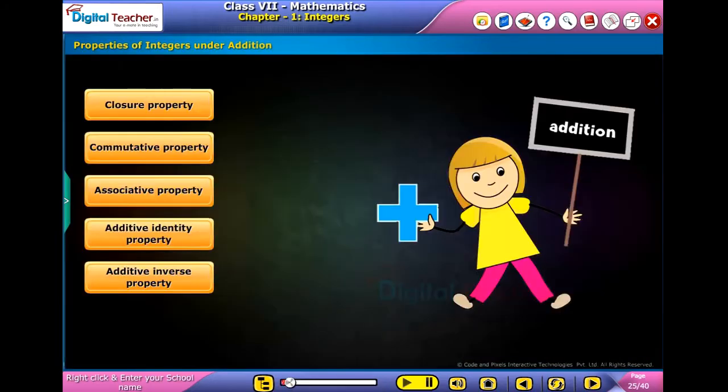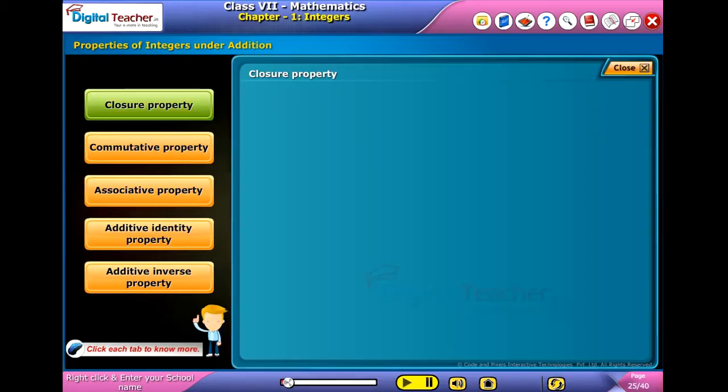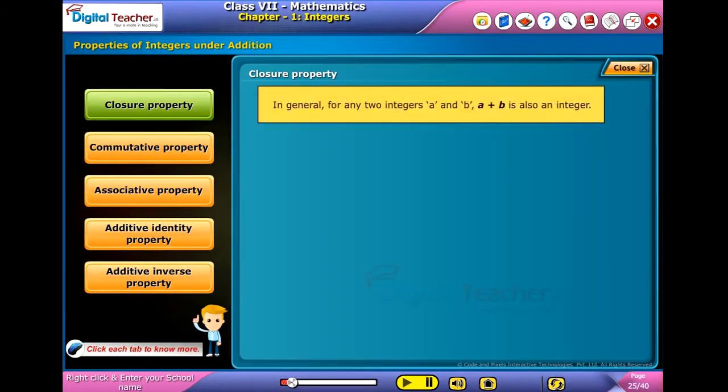Here, we will learn about the properties of integers under addition. Properties of the integers under addition can be categorized as closure property, commutative property, associative property, additive identity property, additive inverse property. Click each tab to know more. Closure property defines for any two integers a and b, a plus b is also an integer.